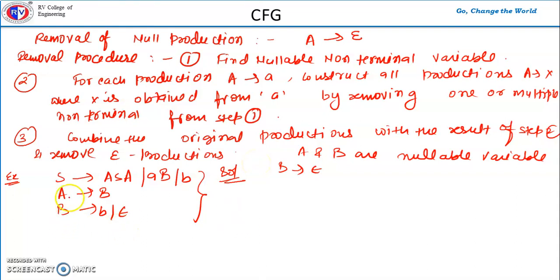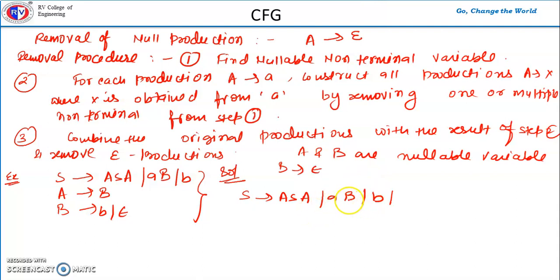Now we will start from this one. S to ASA is there, and aB is there. We will not touch it; we will keep it as it is. Now, since A and B both become nullable, one by one we will replace both nullable variables by epsilon, and whatever additional production we get, we will add to the grammar.